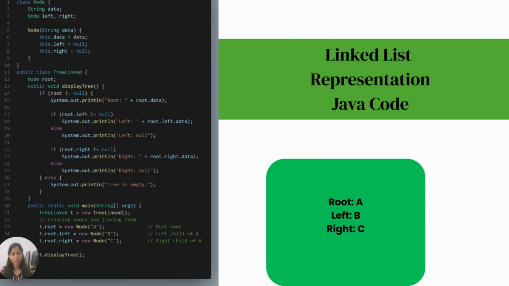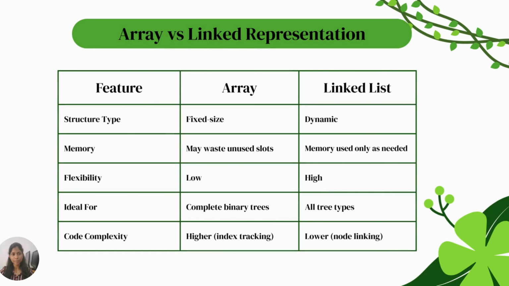So the output of this program is: the root node is A, the left child is B, and the right child is C. This is a perfect example of linked representation where each node dynamically points to its children using references. Let's now compare array representation and linked list representation of trees based on some key features.